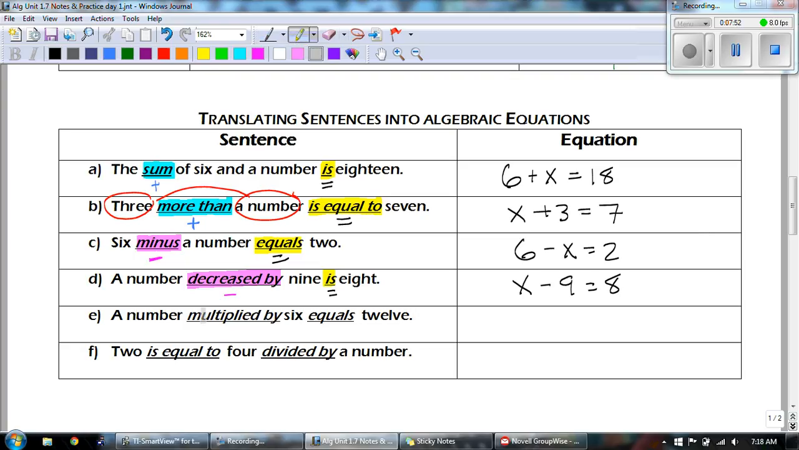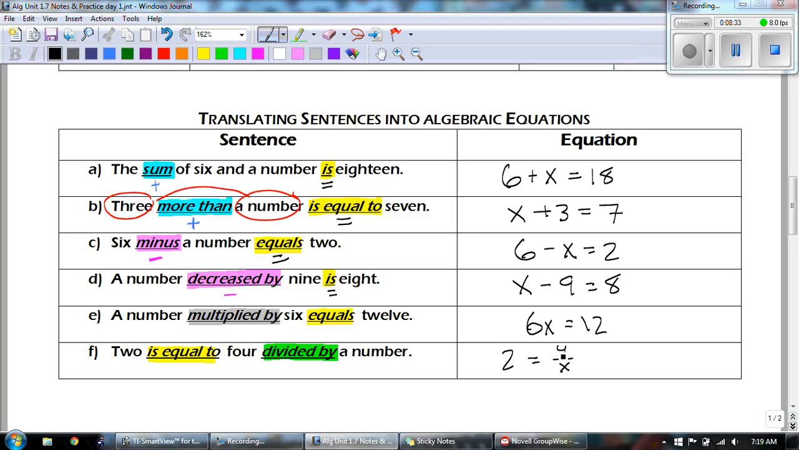So E, a number multiplied by 6 equals 12. So remember, when we do multiplication, we always put the number first, because that's our coefficient, then the variable, and that equals 12. Okay, 2 is equal to 4 divided by a number. Okay, so we have 2 equals 4 divided by a number.